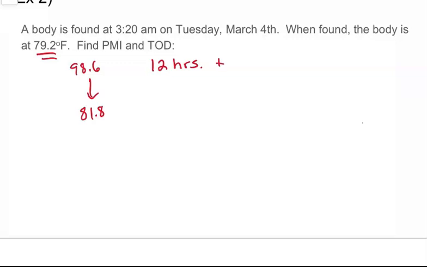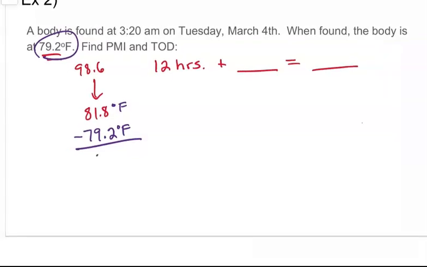The question is, how much more? And then that's going to give me my total. Okay? So what we have to do is, once we've made it down to 81.8, apparently this person has gone down another couple of degrees. So we're at 79.2. I should be labeling this with degrees Fahrenheit. It looks like this person has dropped in temperature by 2.6 degrees Fahrenheit.